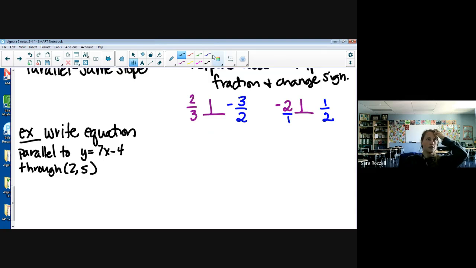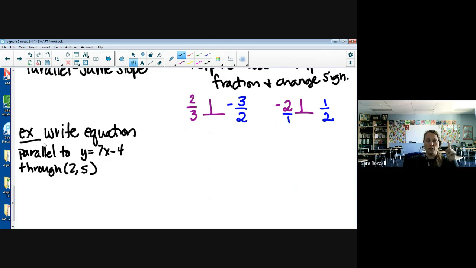So we're going to write an equation of a line that's parallel to y equals 7x minus 4, and it goes through the point 2, 5. So we want to do it in point slope form, and they tell us our point is 2, 5, and we have to infer what our slope is going to be. So the important things for us to look at are the word parallel and the equation that they give us.